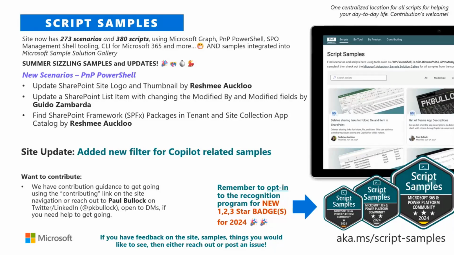So we have 3 new wonderful samples. So we've got updated site logo and thumbnail by Reshmi Aklu. We've also got update SharePoint list item with changing modified by and modified fields by Guido Zambada. And then another one from Reshmi, find SharePoint framework packages in a tenant and site collection app catalog, which is super, super cool. I've also done a minor tweak to the site as well.